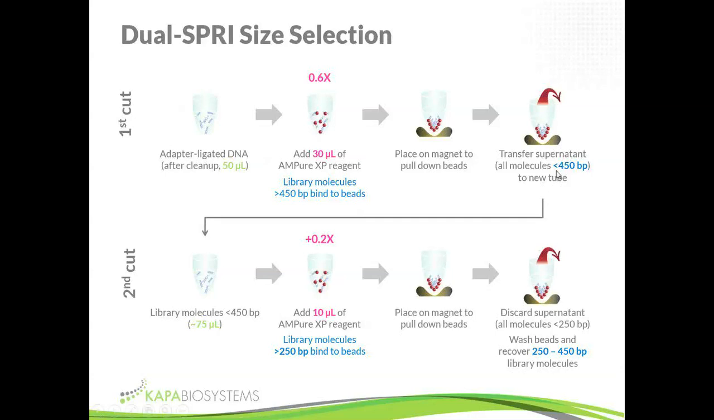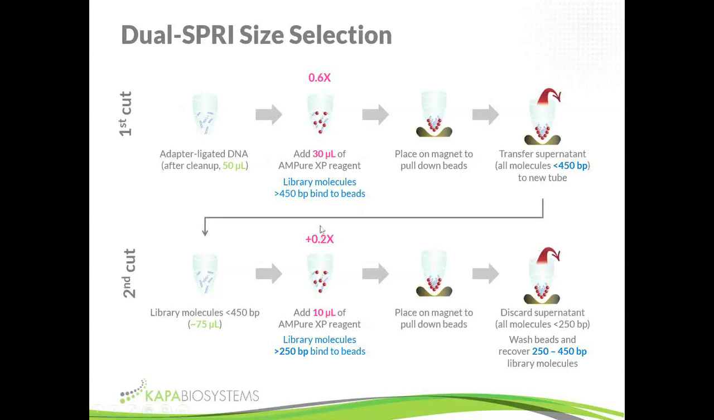This is 50 microliters plus 30, so you have about 80 microliters at this point. We'll transfer around 75 microliters. You can get a little bit more out of it, but typically we leave about 5 microliters behind just to make it pretty robust. Then you're going to add 2 more volumes of AMPure beads.